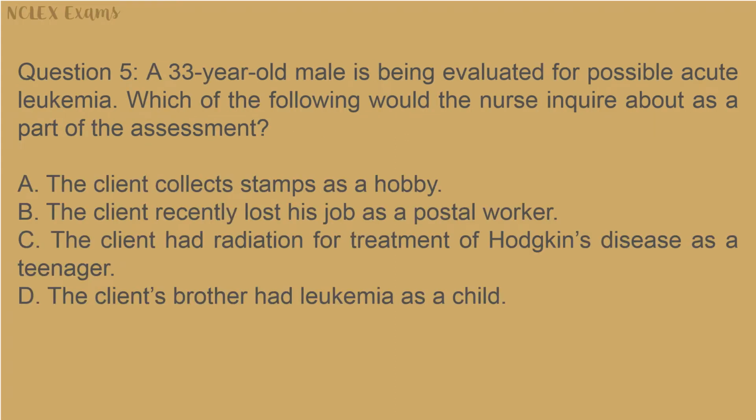Question 5. A 33-year-old male is being evaluated for possible acute leukemia. Which of the following would the nurse inquire about as a part of the assessment? A. The client collects stamps as a hobby. B. The client recently lost his job as a postal worker. C. The client had radiation for treatment of Hodgkin's disease as a teenager. D. The client's brother had leukemia as a child.